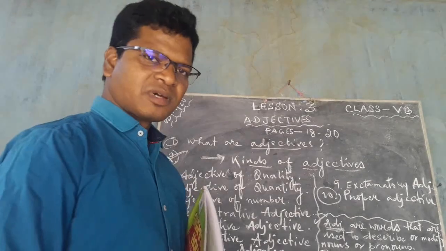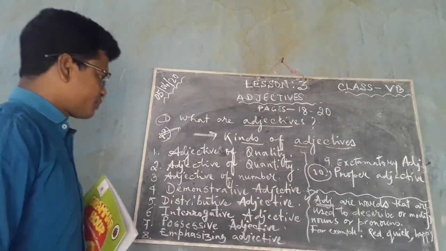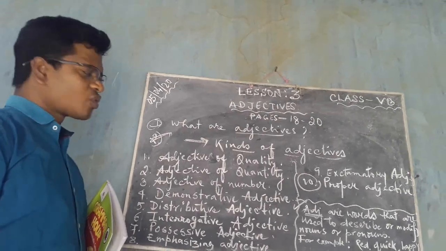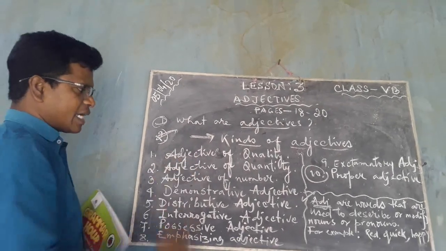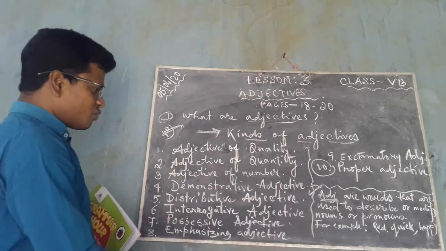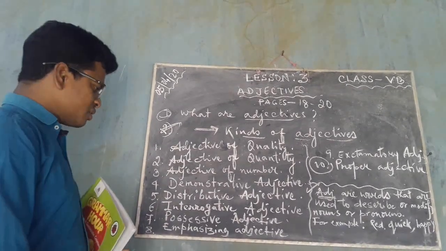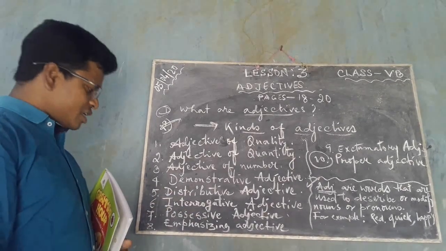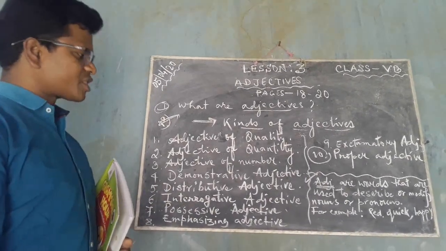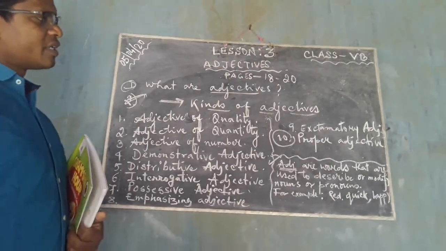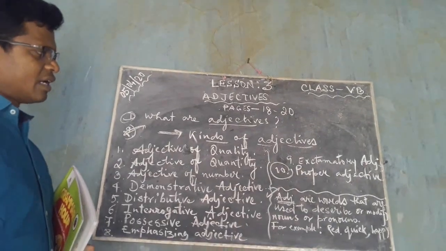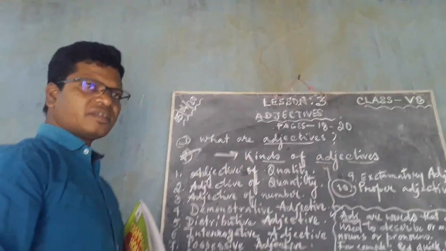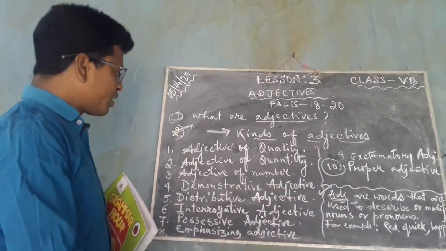Now let us see the kinds of adjectives. The first one is adjective of quality. Next is adjective of quantity. Third, adjective of number. Then demonstrative, distributive, interrogative, possessive, and emphasizing adjective. Ninth is exclamatory, and the 10th is proper adjective. Out of these 10, we will be seeing only a few.